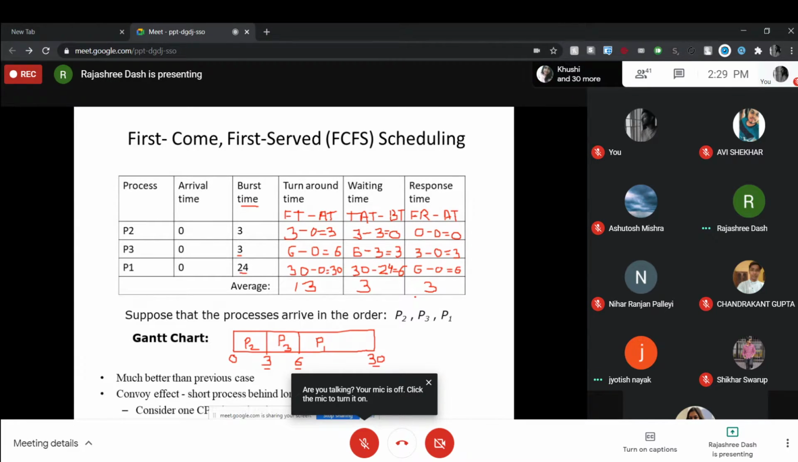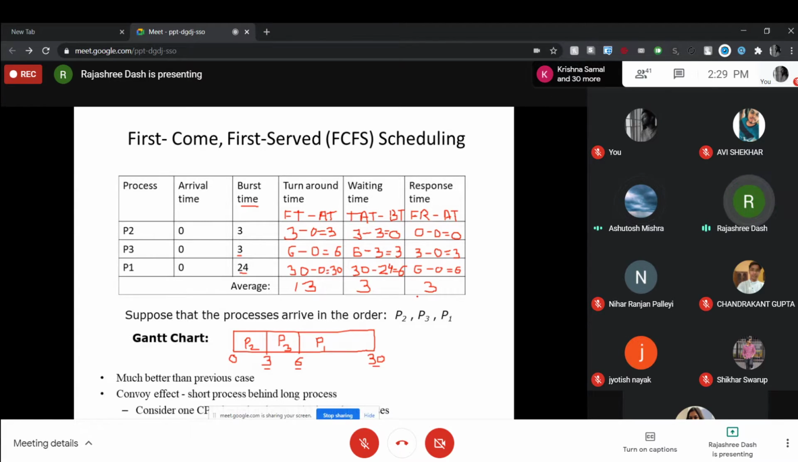You quickly write it. Any doubt up to this? Quickly complete the table. Quickly draw the Gantt chart.